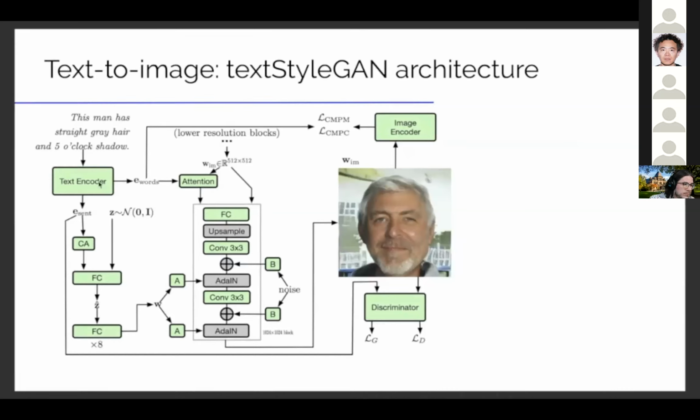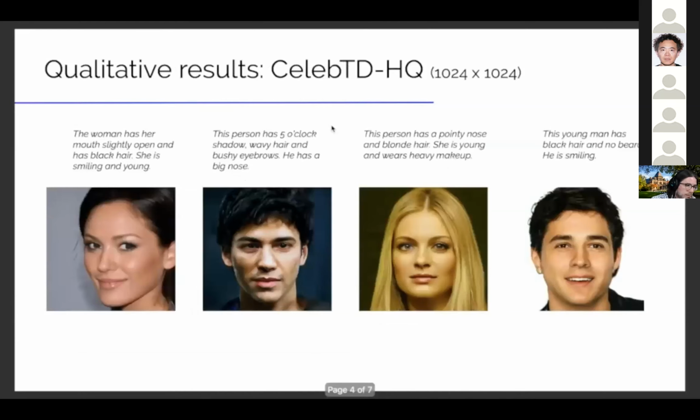For that, we use a text encoder, we apply attention on words and image regions, and we apply an additional multimodal loss to ensure semantic correctness. Here you can see some generated examples of this model.